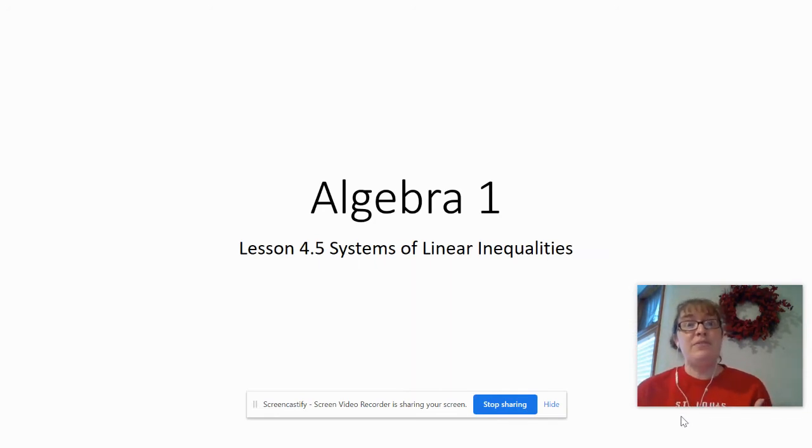graph a system of inequalities and from that determine where the solutions are. And then just the vice versa of that, be able to look at a graph of linear inequalities and be able to write the system of linear inequalities from that.